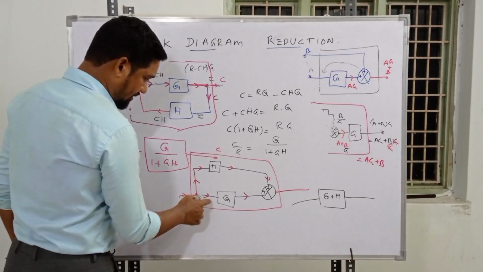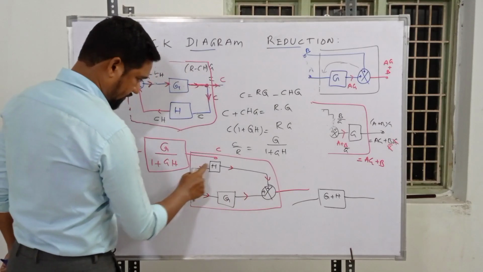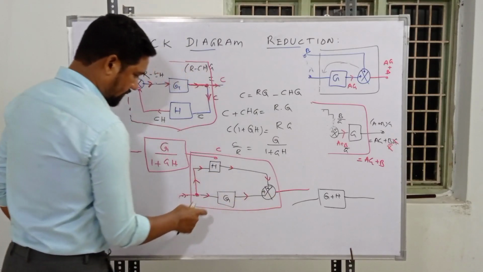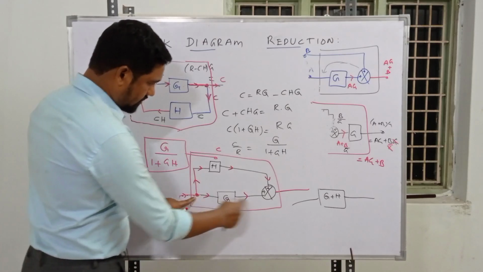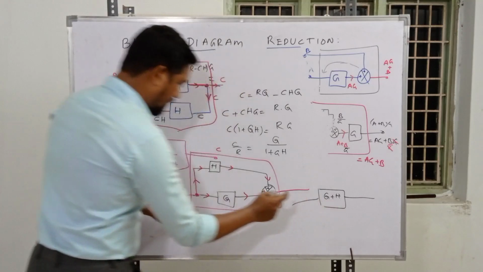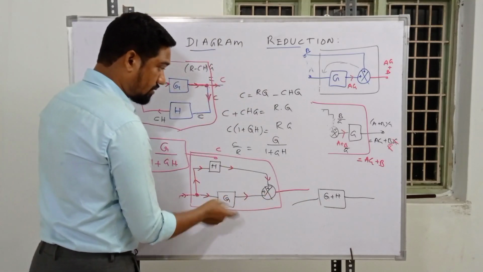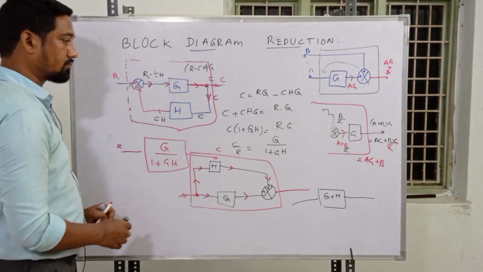So under this condition, the signal coming from this side gets added, and whatever is coming from this side gets added. So from this point, eliminating the takeoff point and summing point, we can represent this arrangement in a single block, and the transmittance of the single block will be G plus H.